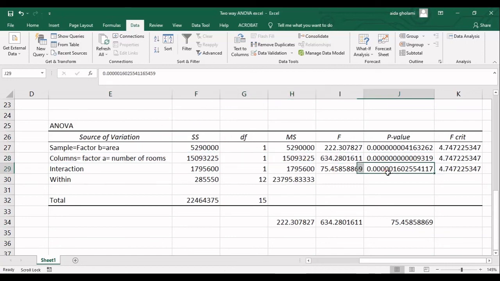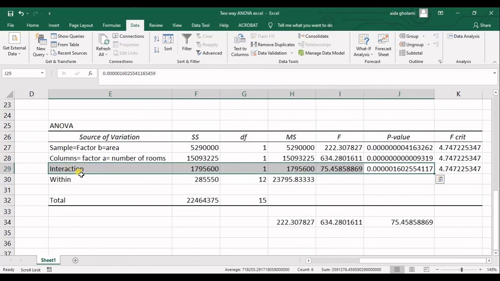And then also there is a p-value too low for interaction. What does it tell us? It tells us that these two relate to each other. So maybe if the area is so much low, the number of rooms also are so much low. Or if the area is bigger, then you have more rooms in the house, so they can affect each other. Okay, they can impact each other. That's what a low p-value for interaction tells us.